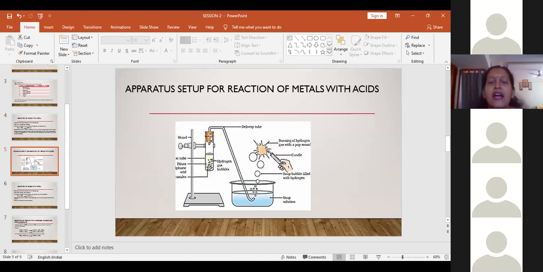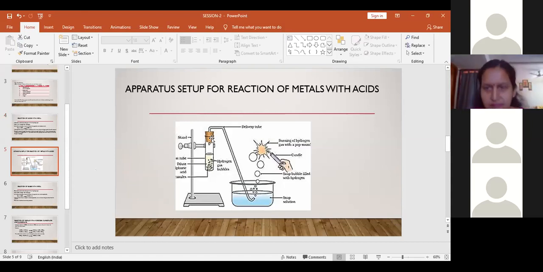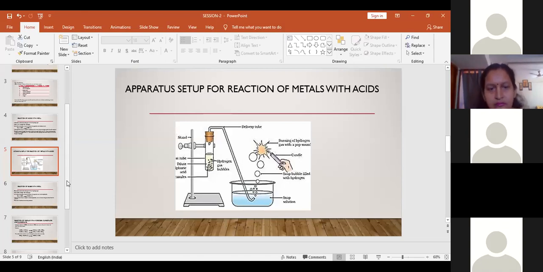What is the role of the cork in the apparatus setup of reaction of acids with metal? Ma'am, the cork helps so that the hydrogen gas cannot escape from the gas tube. Very good. Vaishnavi, why is the hydrogen gas passed through soap solution? So that the bubbles come out of it. Yes, and with that we can hear the popping sound. Good. Next comes Vardha.